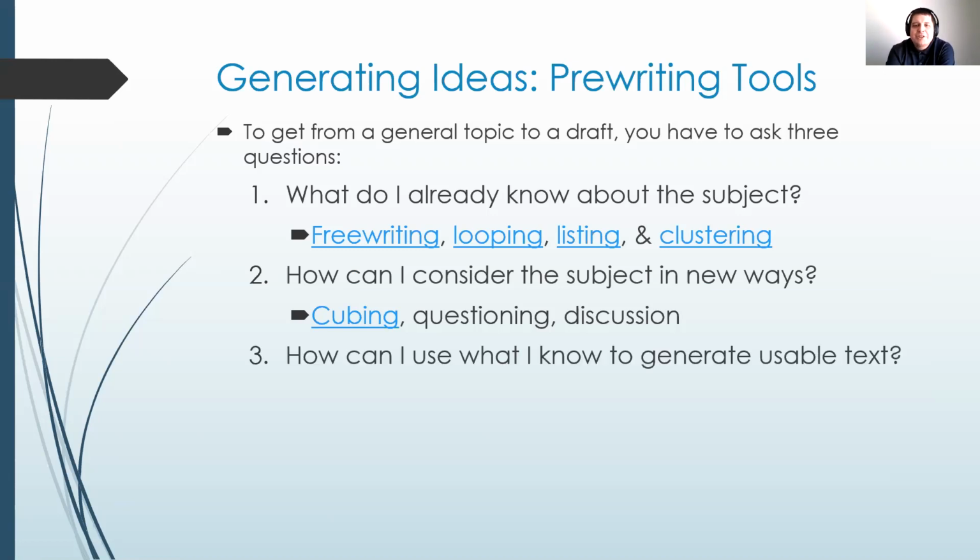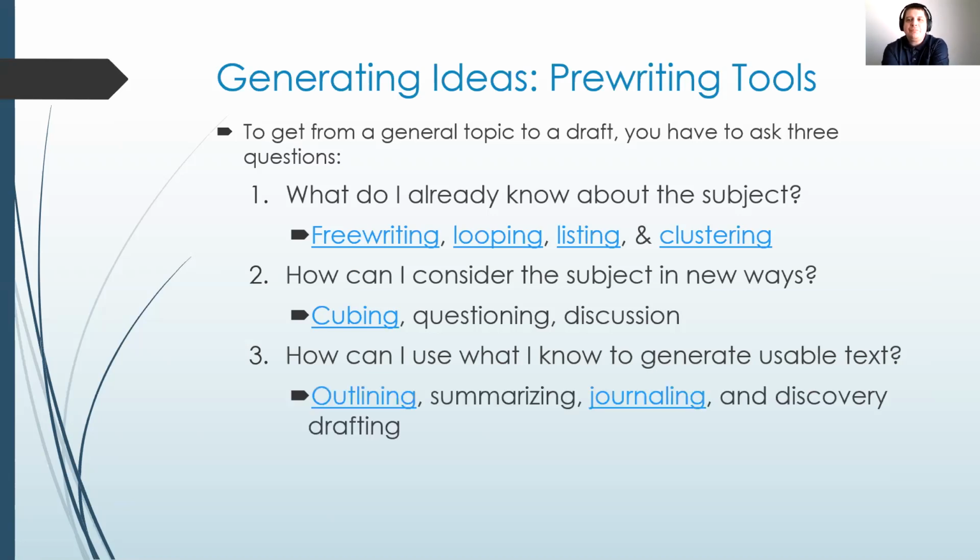Lastly, the more advanced pre-writing looks at how can I use what I know, what I've generated, what I have thought about to generate usable text. Because you can have lots of great notes, lots of productive loops and great lists and great clusters and all these discussions, but if you can't turn in an actual paper, yeah, you're still going to get a 0. We don't want to get zeros. So here's where you get some more advanced methods.